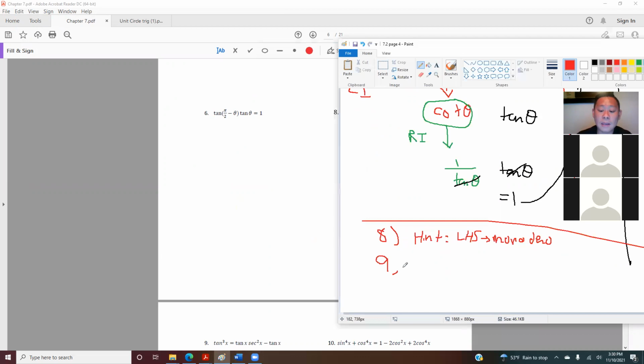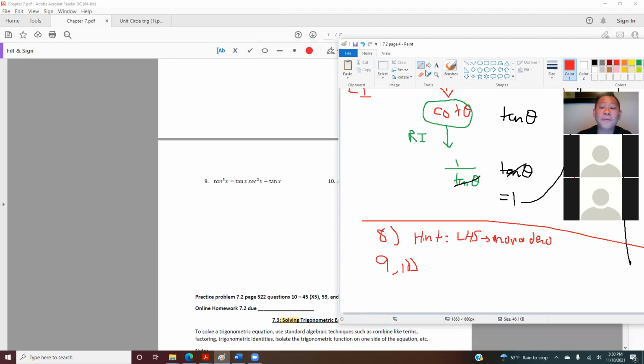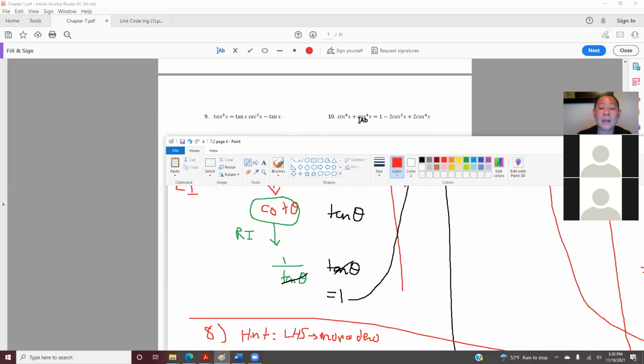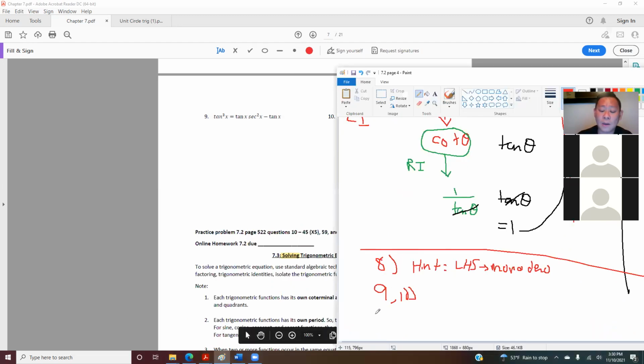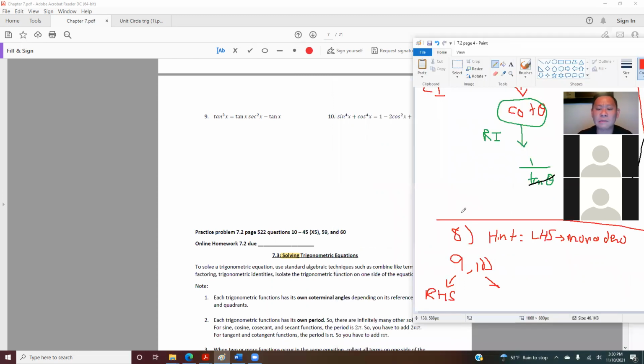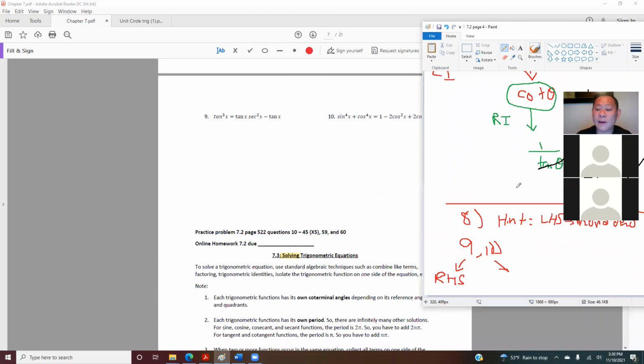Number 9 and number 10, I will recommend you guys to factor, okay? Number 9 and number 10 is factoring. So number 9, you can tell that you can factor something. Number 9 is you start from the right-hand side. Number 10, let me see. Number 10, you start from the left-hand side. So number 9, the hint is to factor it.